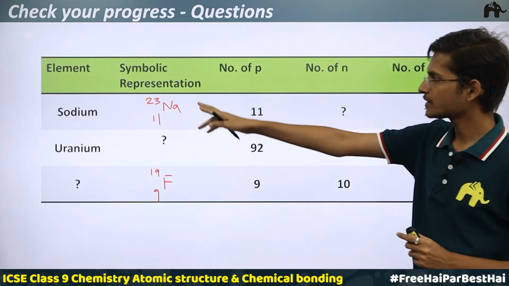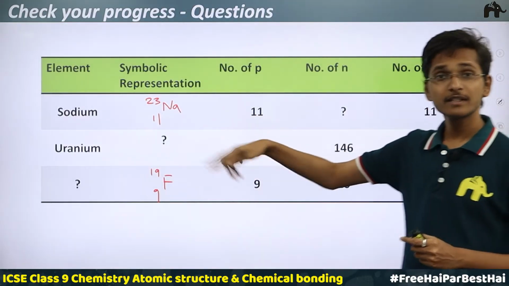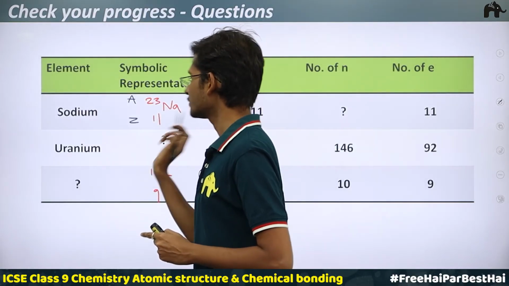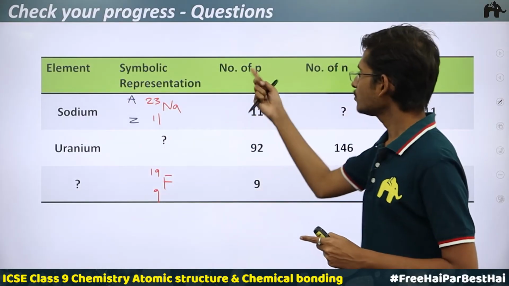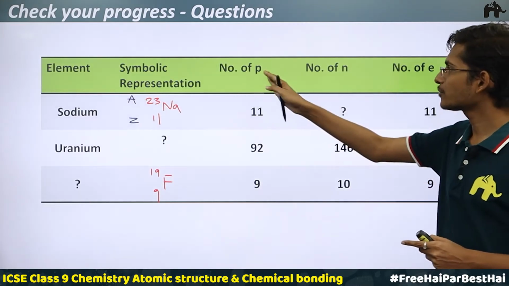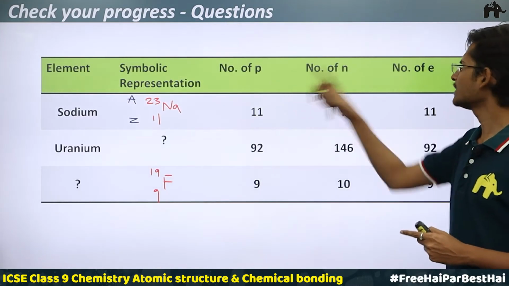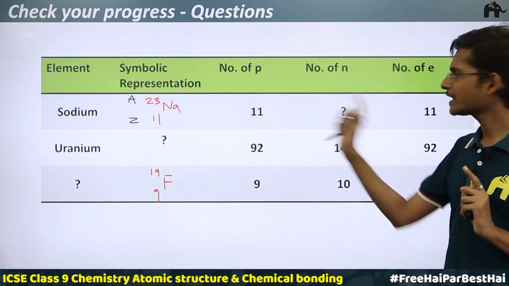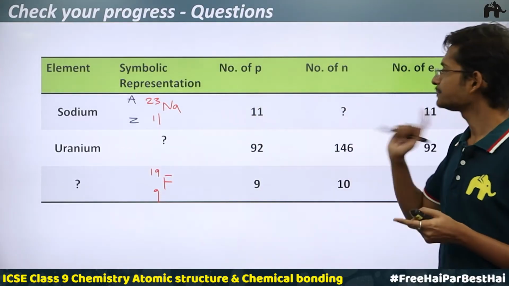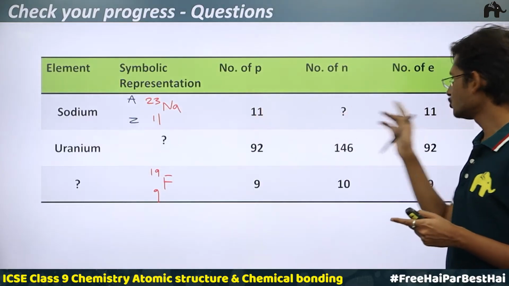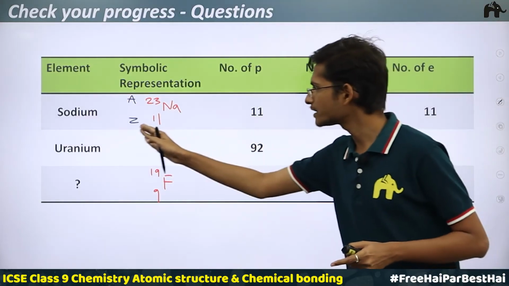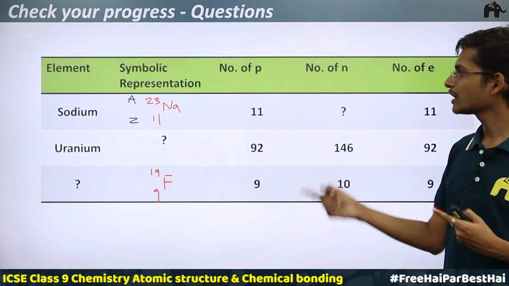The symbolic representation for sodium is given as 23Na11. What they have given is the mass number A and the atomic number Z. They have given us the number of protons and the number of electrons, and they are asking for the number of neutrons. We know the number of protons and number of electrons in a neutral atom are absolutely the same. We are talking about a neutral atom only, with no charge on the atom. These two numbers are equal to the atomic number, and you can see it correlates: the atomic number is also 11, so it's right. Now they are asking us the number of neutrons.